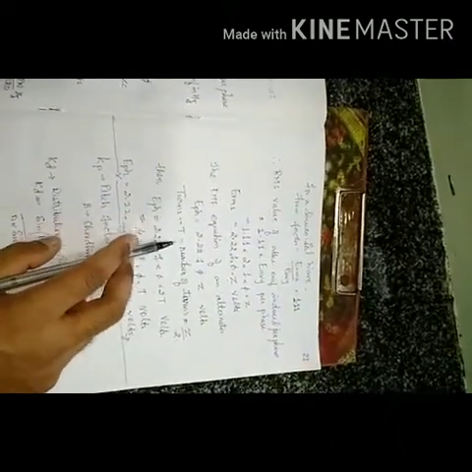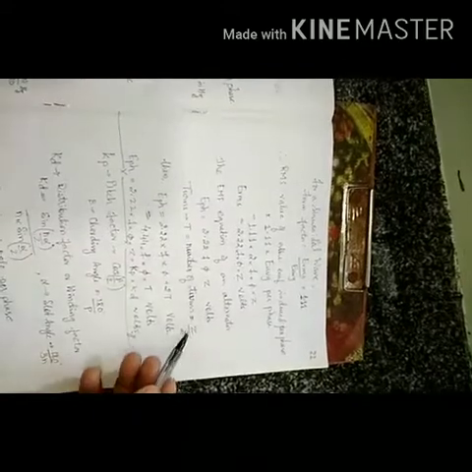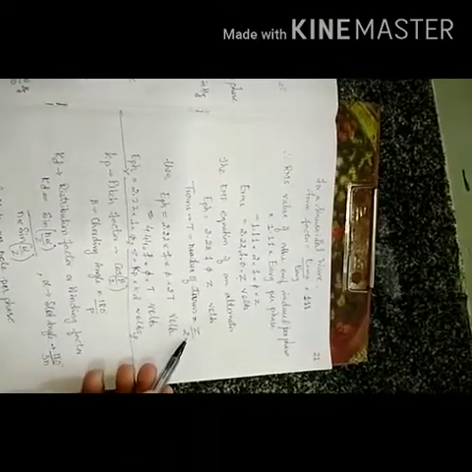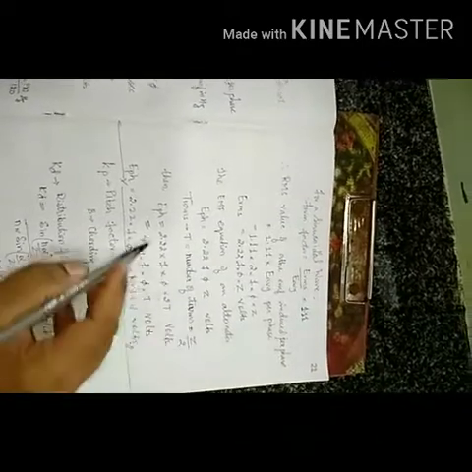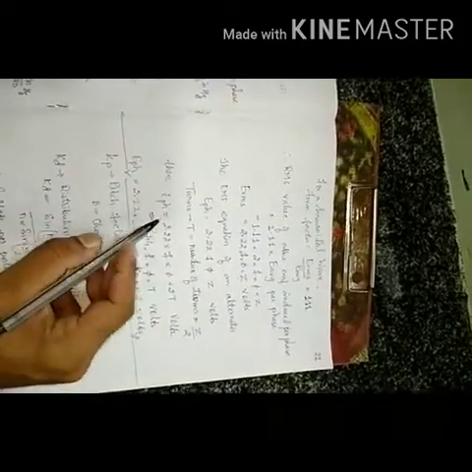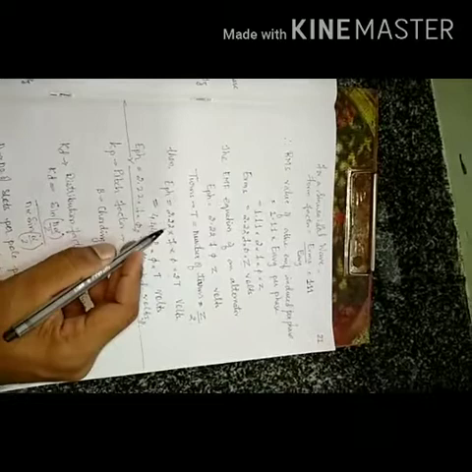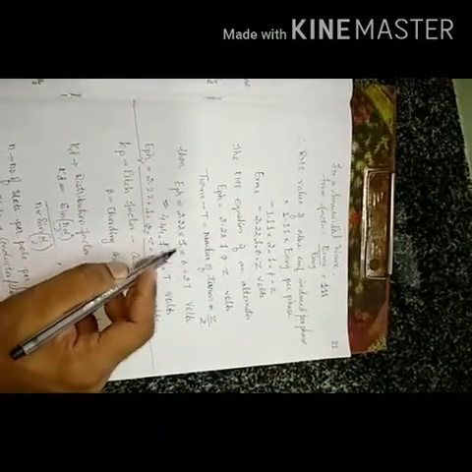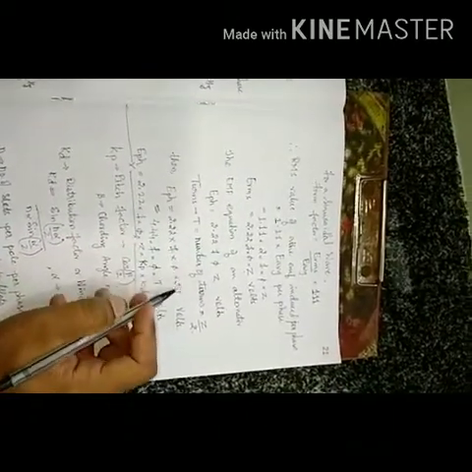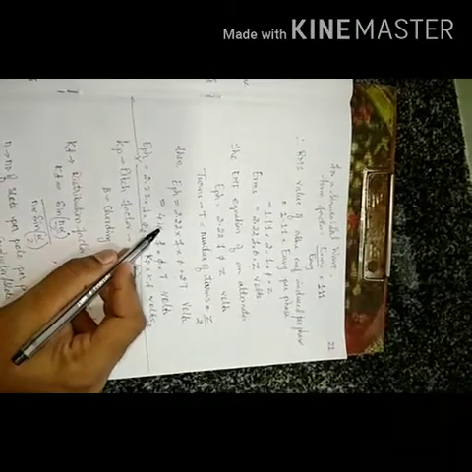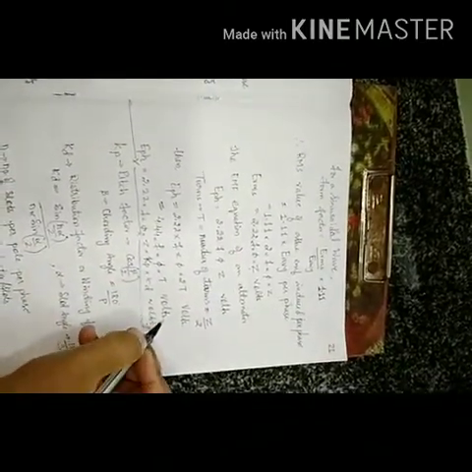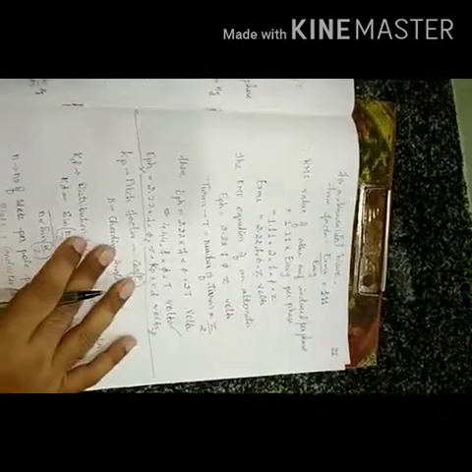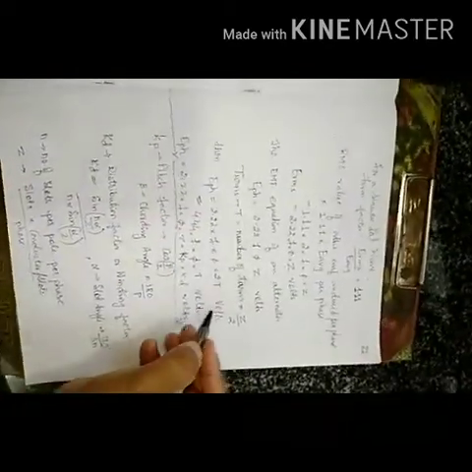Here, T is the number of turns, which can be written as Z by 2. So, I can replace Z as 2T. Therefore, the equation will change to E phase is equal to 2.22 into F into phi into 2T. So, the answer is 4.44 F phi T volts. Right. Now, this is the end of the derivation.